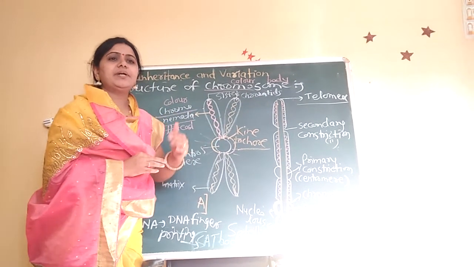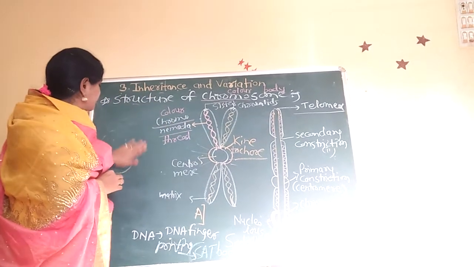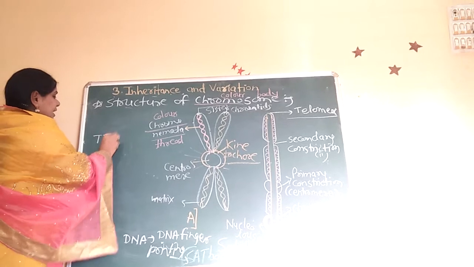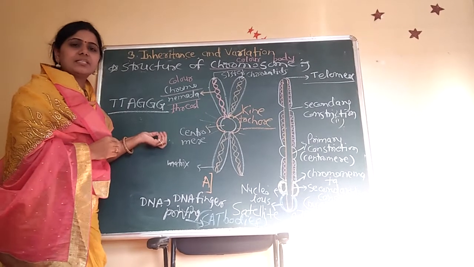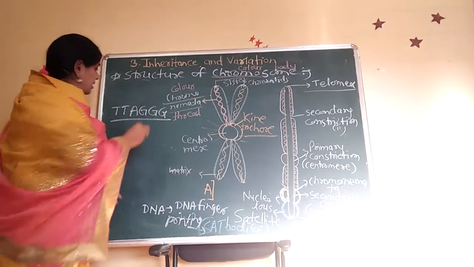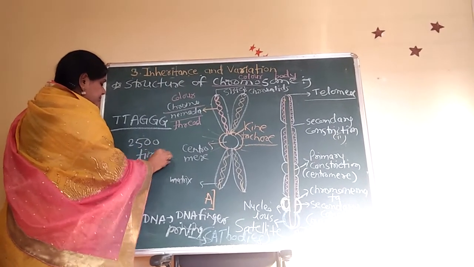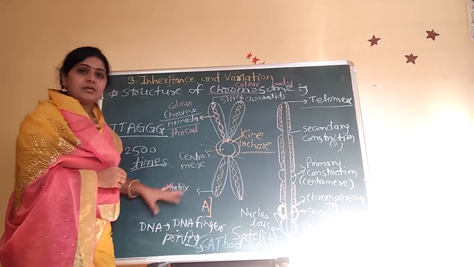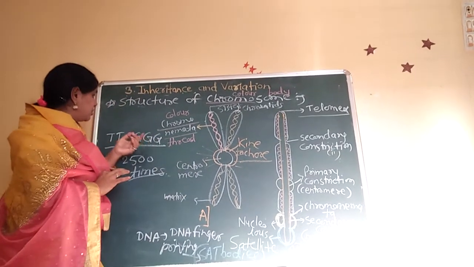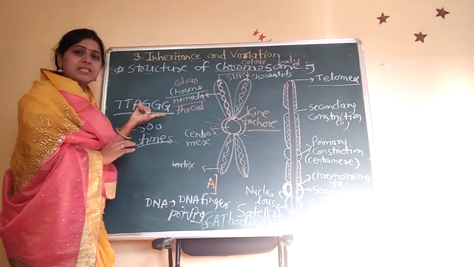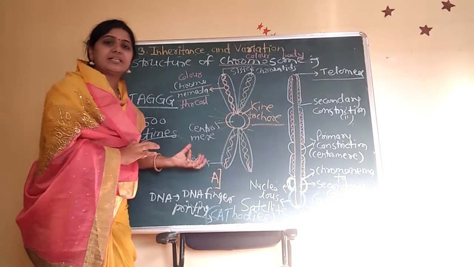Telomeres have a repeated base sequence. The telomere is nothing but the repeated base sequence T, T, A, G, G, G. And how many times is it repeated? It is repeated 2500 times. That is the telomere, which prevents chromosomes from sticking to each other.